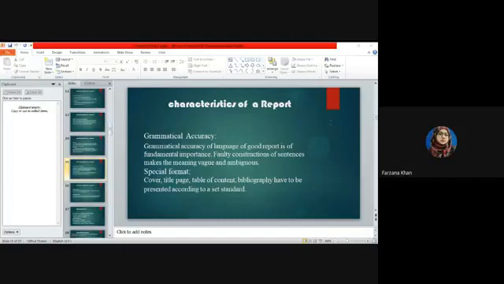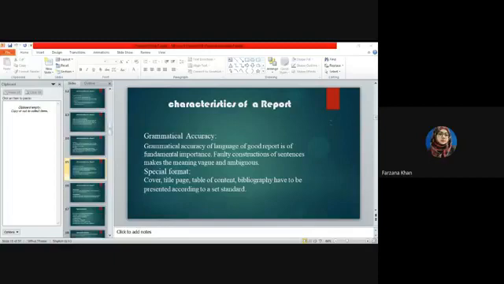So remember that faulty construction of sentences makes the meaning vague and ambiguous. Grammatical inaccuracy also leaves a negative impact of the writer on the reader, that you are not competent to write well. That's why grammatical accuracy is very important and one of the major characteristics of a good report.